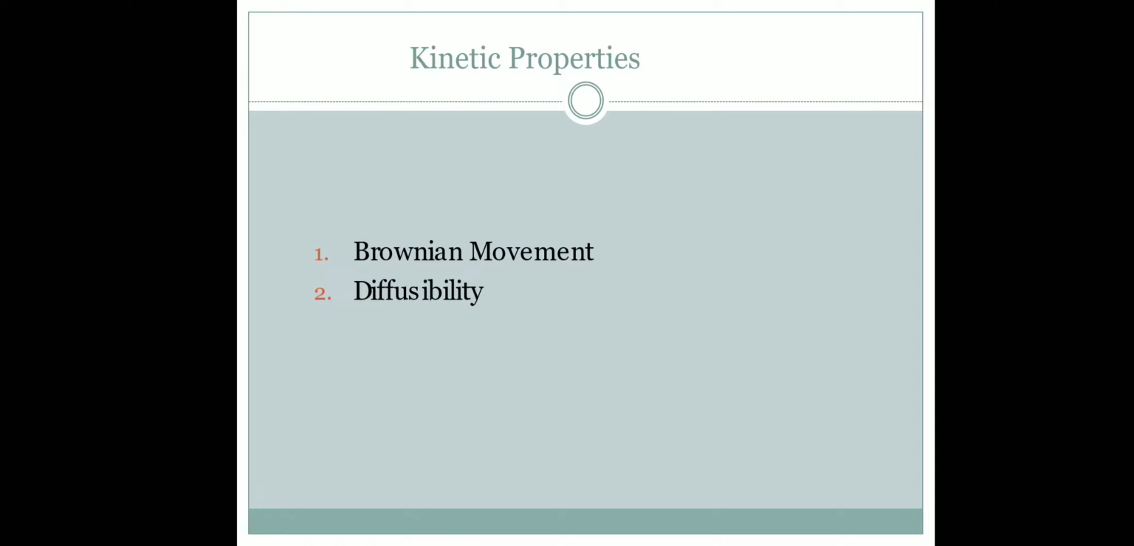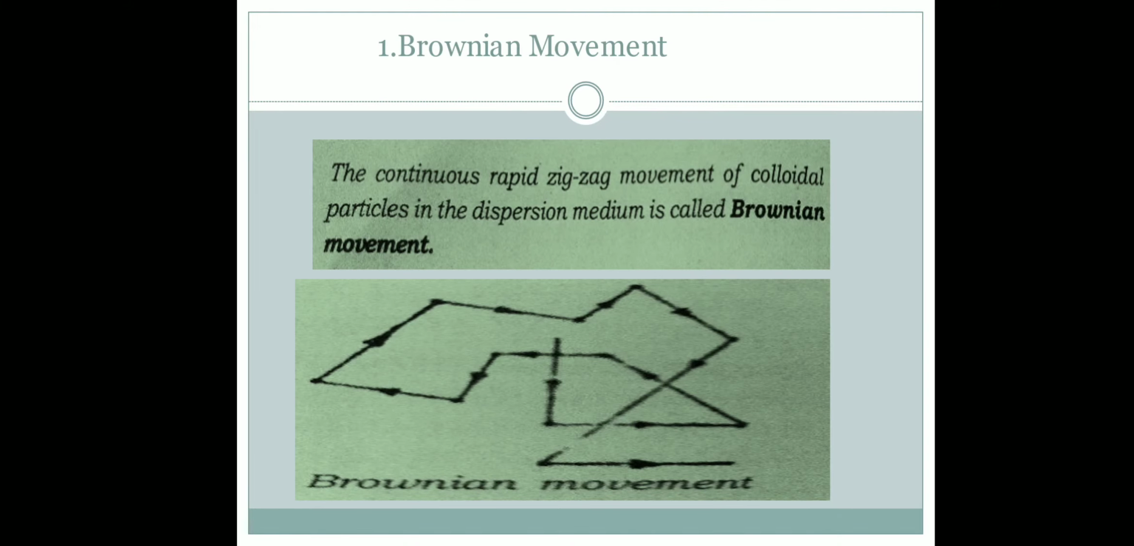There are mainly two types of kinetic properties. One is Brownian movement and second is diffusibility. Brownian movement is the continuous rapid zigzag movement of the colloidal particles in the dispersion medium. It is due to the bombardment of colloidal particles by molecules of the dispersion medium. At any instant, the particles of the dispersed phase are being collided with the particles of the dispersion medium.